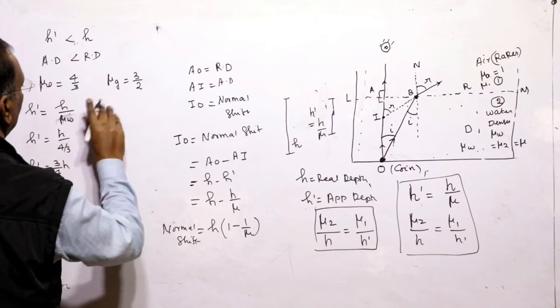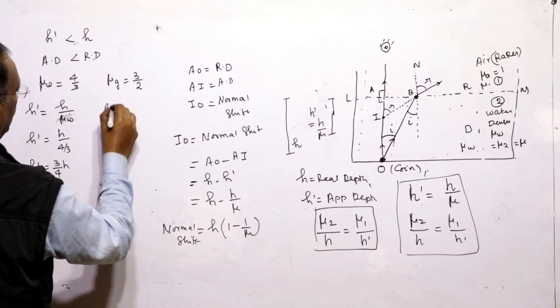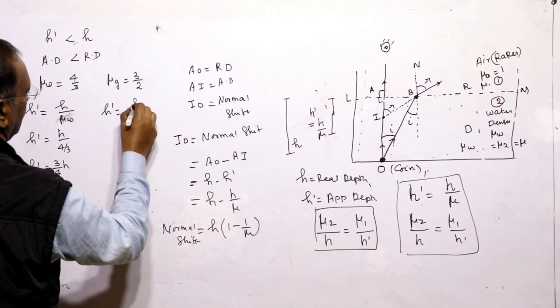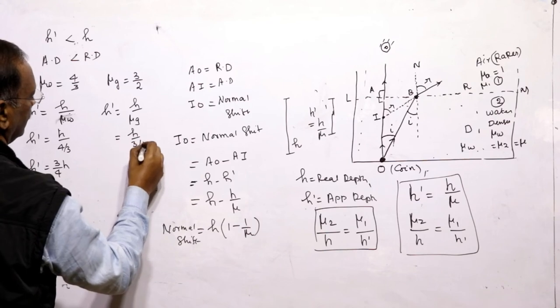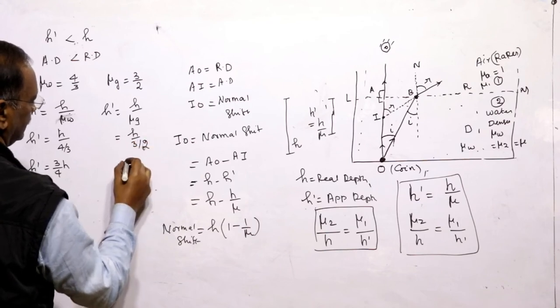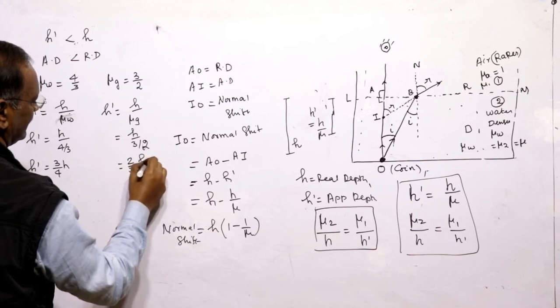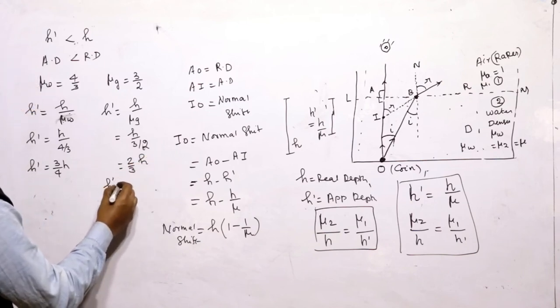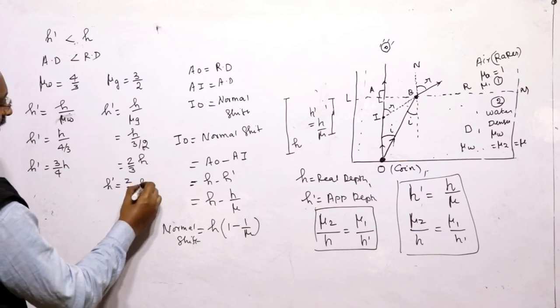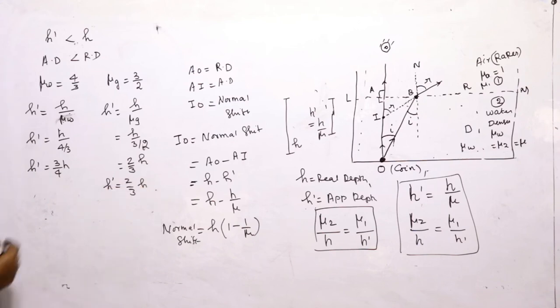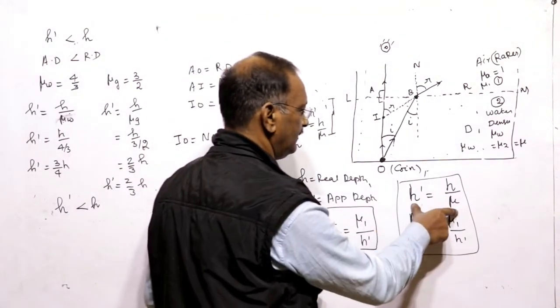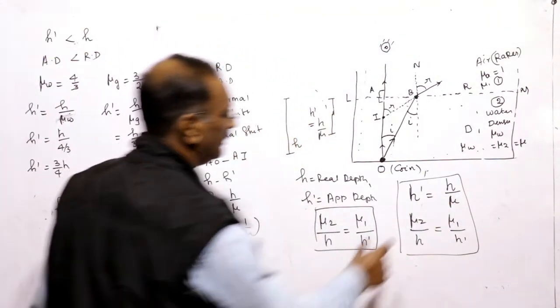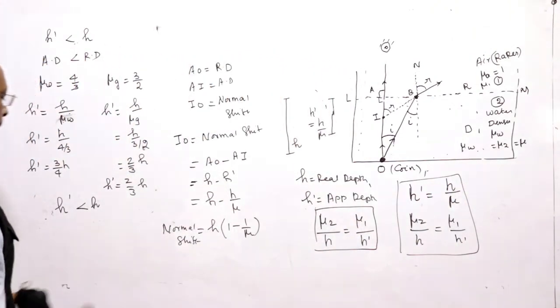For glass, the apparent depth is equal to h divided by refractive index of glass, which is h divided by 3 by 2, which is 2 by 3 of h. It means the apparent depth is equal to 2/3 of the real depth. That proves that apparent depth is always less than the real depth. And this is the equation: the apparent depth is equal to real depth divided by refractive index of the medium.